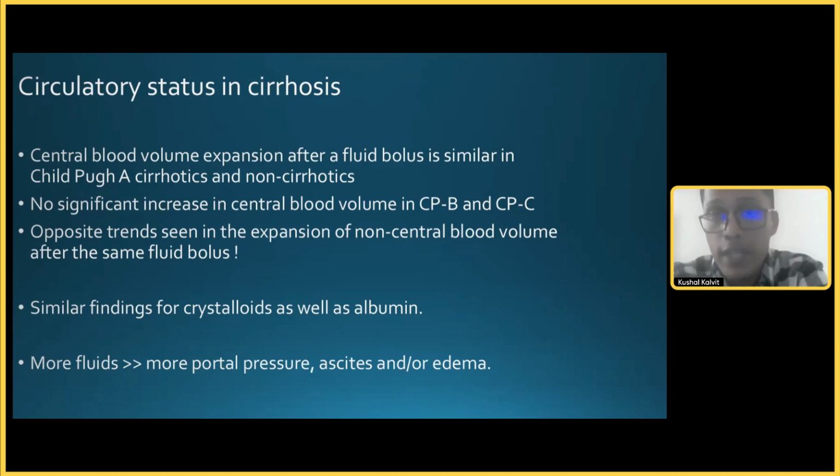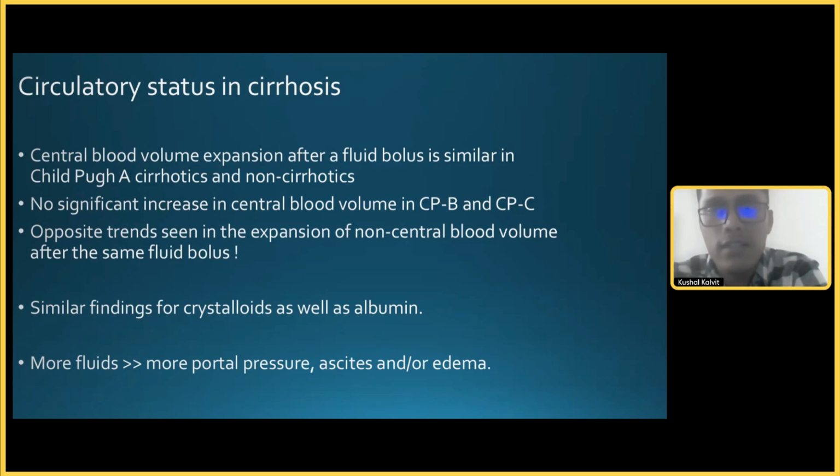However, the same fluid bolus will cause a significant increase in the splanchnic blood volume of patients falling under the CP-B and CP-C category. And the same findings have been studied for crystalloids as well as for albumin. So crystalloids and albumin are not different in the expansion of the central and non-central blood volume when it comes to decompensated cirrhosis.